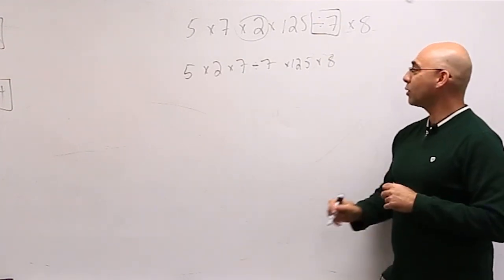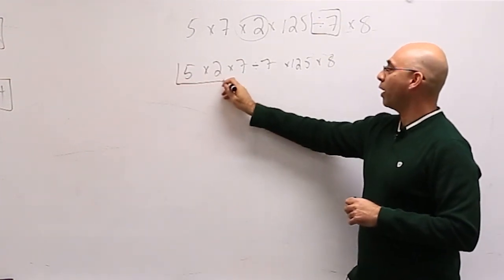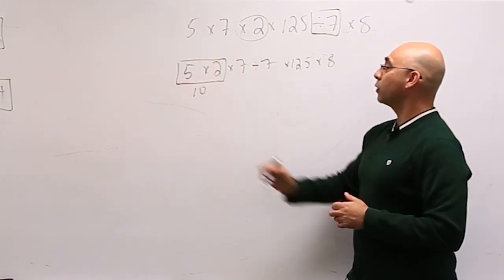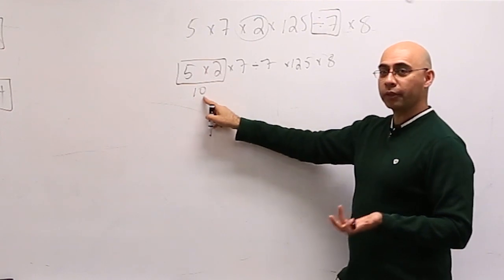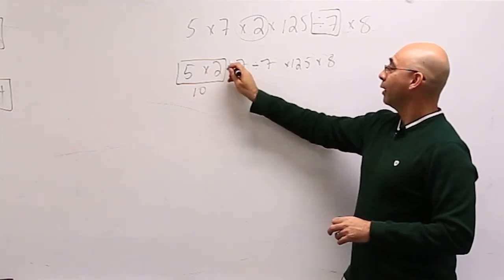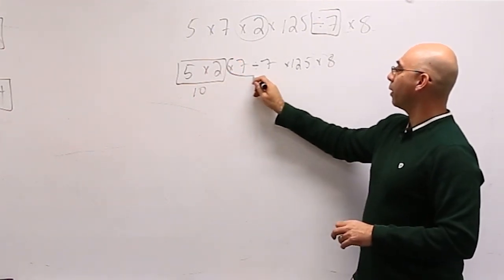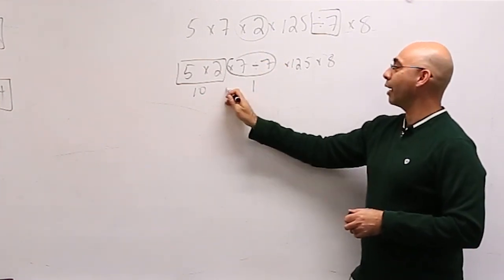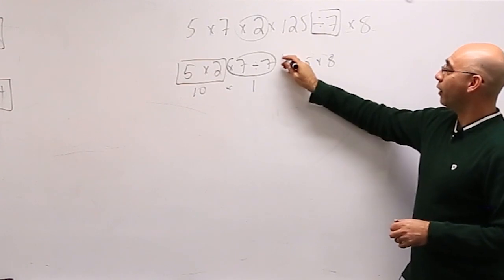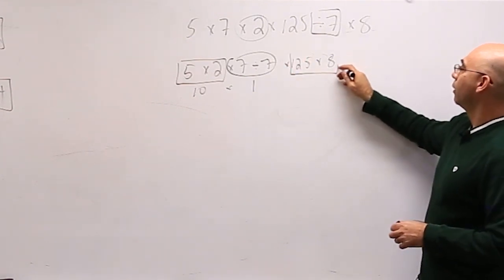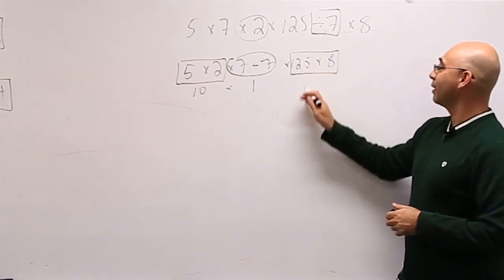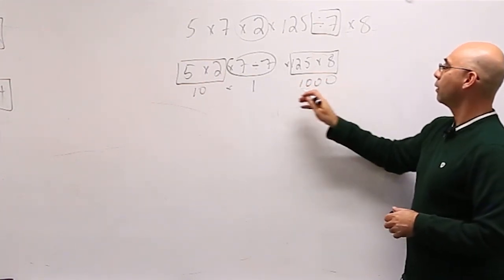Now the reason I moved it this way, here mentally I know 5 times 2 is 10. Which is nice because that just means you're multiplying by 1 and just adding a 0 after the number. Here I'm multiplying by 7 and dividing by 7, so that ends up being a 1. So it's like saying 10 times 1. And over here, some of you guys know, 125 times 8 is just 1,000.